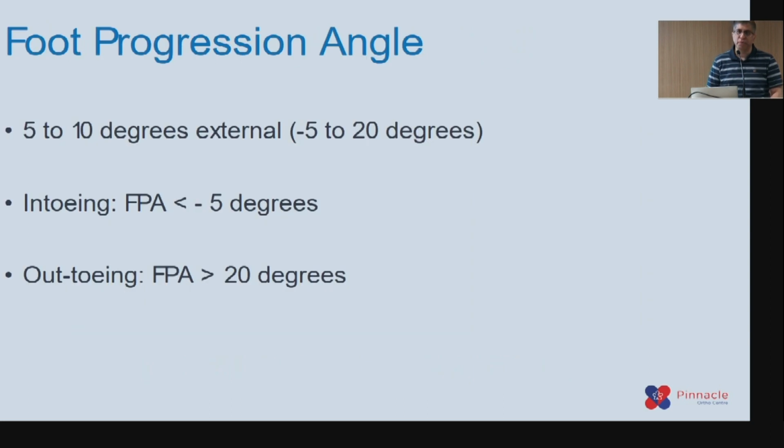Now, usually we walk with a slightly external foot progression angle of about 5 to 10 degrees. However, there is a wide normal range ranging from about 5 degrees internal to 20 degrees external. So anything that falls outside this range would be called intoing or outtoing. If the internal foot progression angle is more than 5 degrees, that would be intoing. If the external foot progression angle is more than 20 degrees, that would be outtoing.